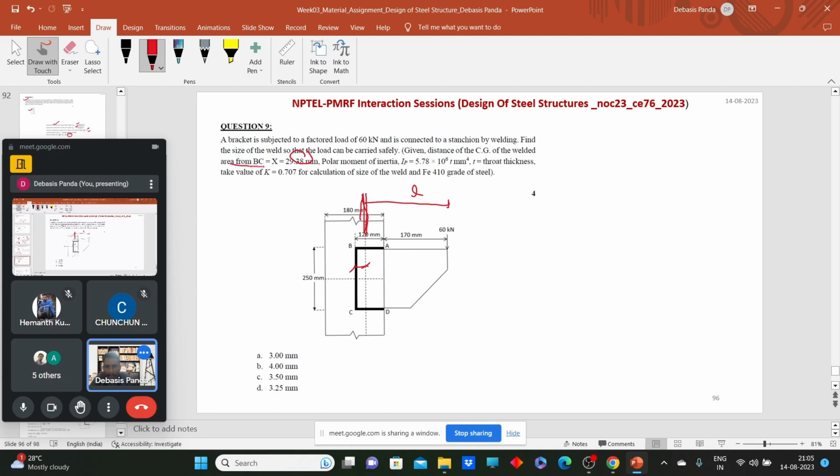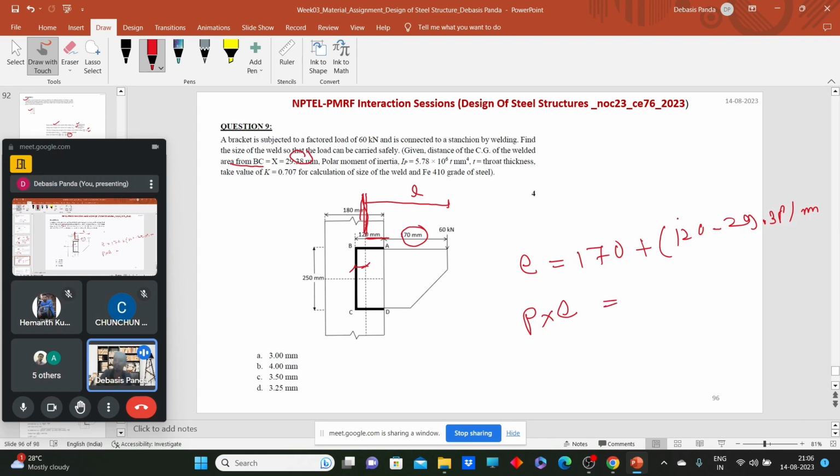Look, the distance from BC, so 29.3. So we can calculate the E value. What will be the eccentricity value? E will be 170 plus we need to go up to here, so that will be 120, minus 29.38. This is the eccentricity. Now we know the eccentricity, we can calculate the value of twisting moment. What will be the value of twisting moment? P into E.